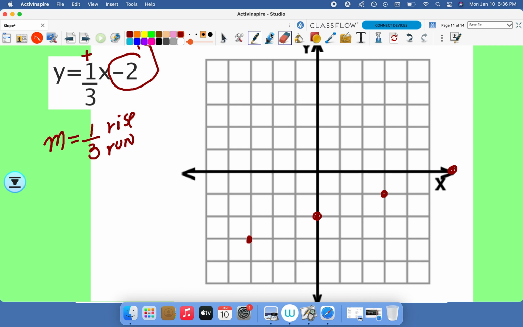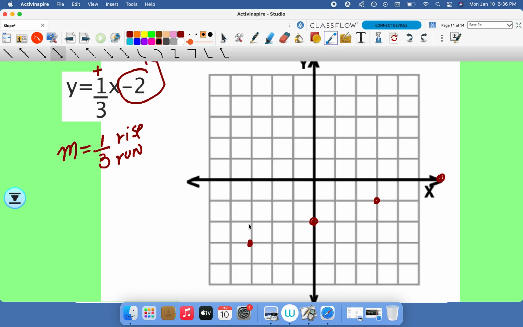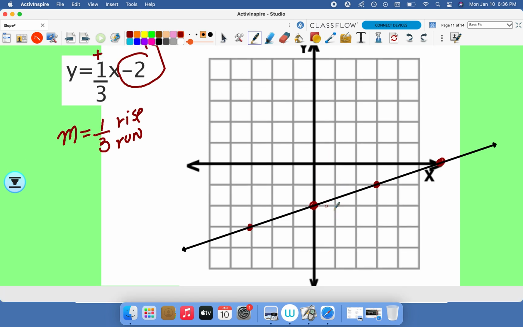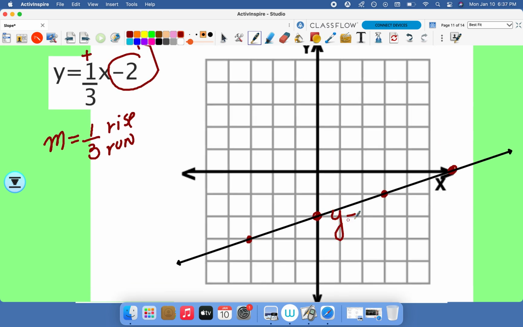And I can take a ruler, which I don't have, but I have this tool over here. And you get a ruler. I'll connect. And we're going to give it a name, because you have to. y equals 1/3 x minus 2. So the equation y equals 1/3 x minus 2 is represented by this line.